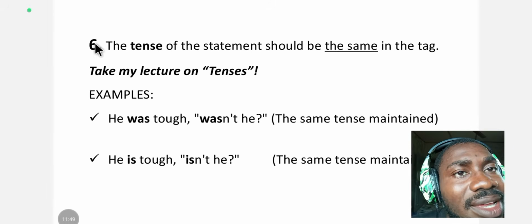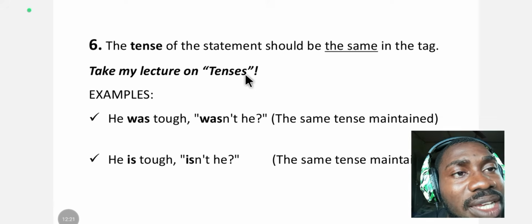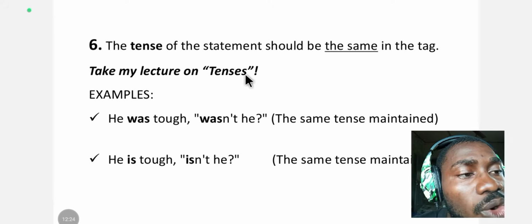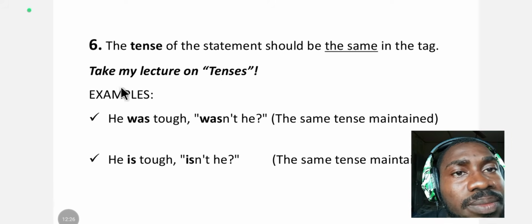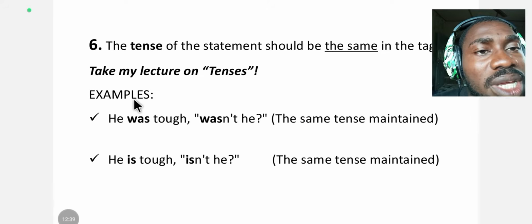Moving on. The sixth law that governs disjunctive or tag questions states the tense of the statement should be the same in the tag. Take my lecture on tenses if you haven't, for you to have a smoother understanding of this lecture, so that some of the words, statements, and quotes we make here don't sound foreign or new to you. For example, let's illustrate this sixth law: the tense of the statement should be the same in the tag. Care should be taken to maintain the tenses.